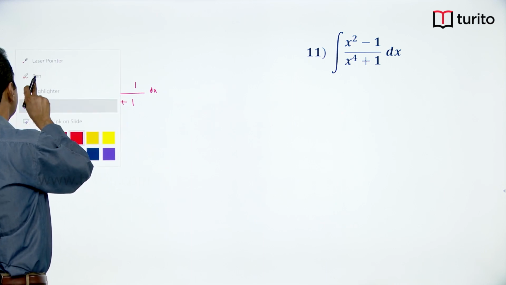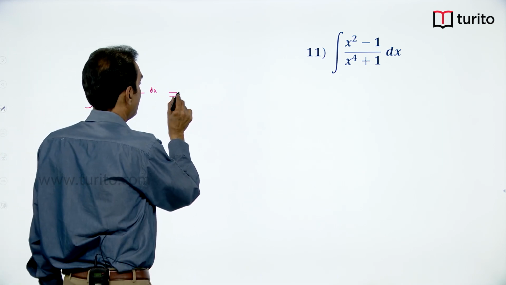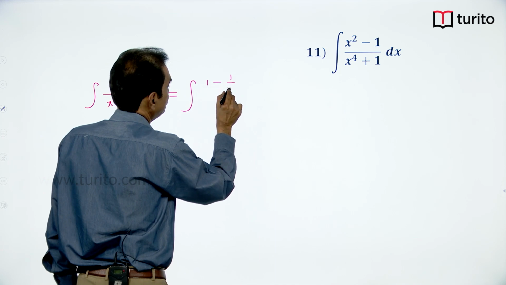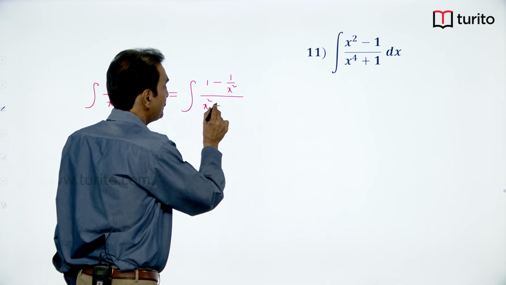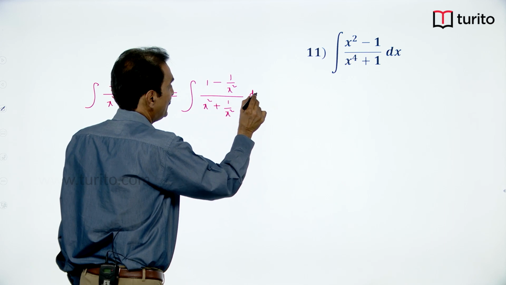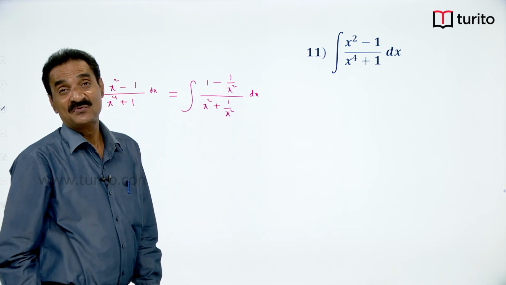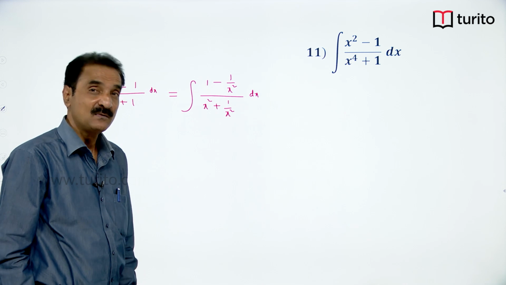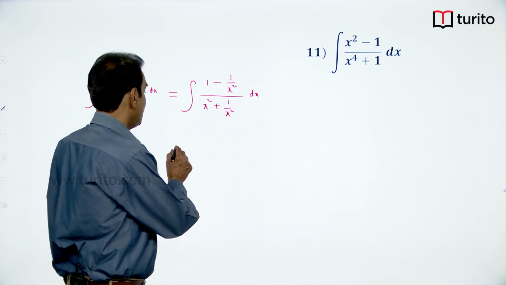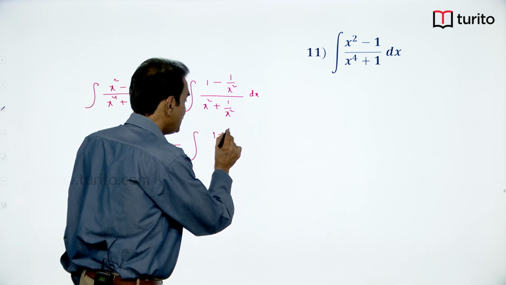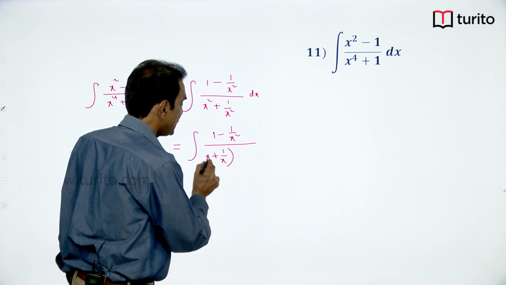If this is minus, divide numerator and denominator by x square. It will be 1 minus 1 by x square by x square plus 1 by x square dx. Now 1 minus 1 by x square is the derivative of what? x plus 1 by x. So we need to write the denominator in terms of x plus 1 by x. It will be 1 minus 1 by x square by x plus 1 by x whole square.